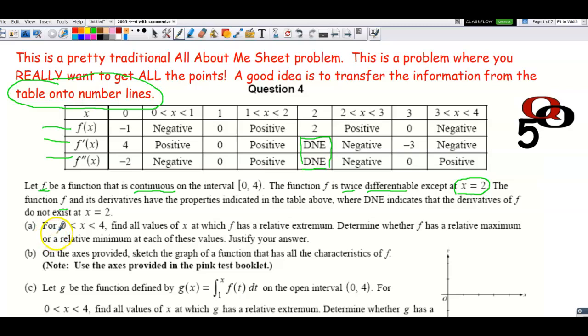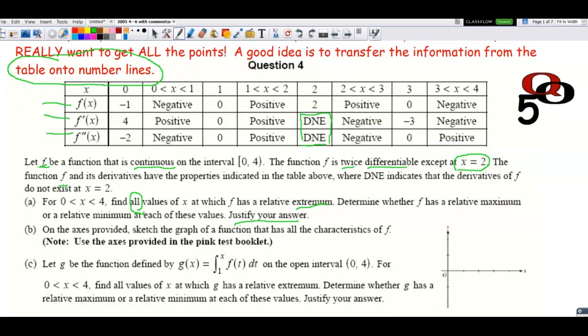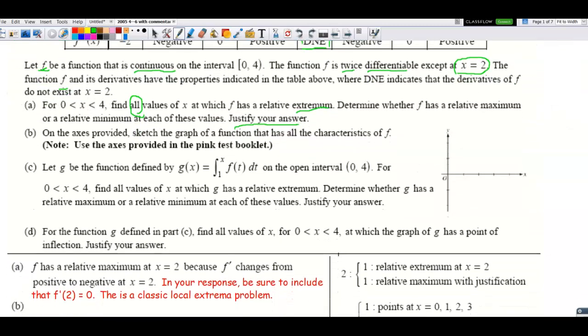Letter A. For 0 < x < 4, find all values of x for which f has a relative extremum. Now, extremum means either a local max or a local min. Determine whether f has a relative maximum or a relative minimum and justify your answer. Do not forget to justify your answer. So I'm going to believe that you transferred the information onto a number line, and let's take a look at the scoring guide for correct answers.